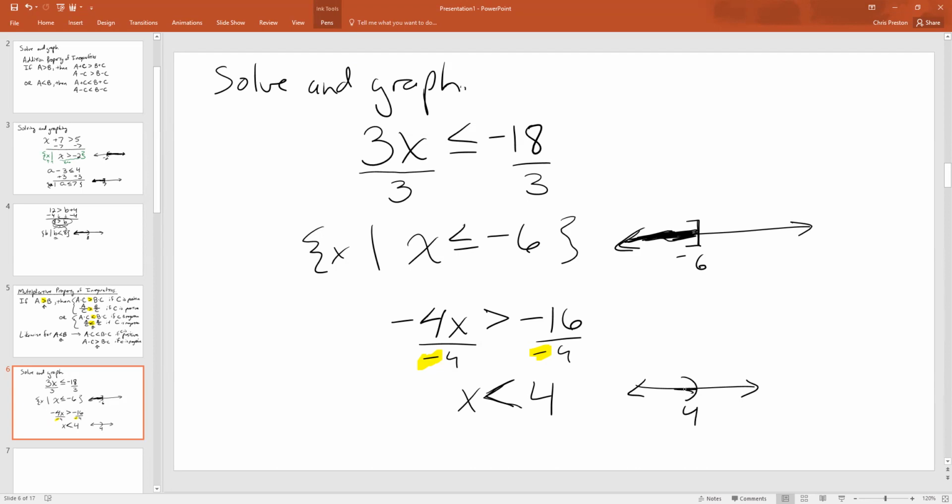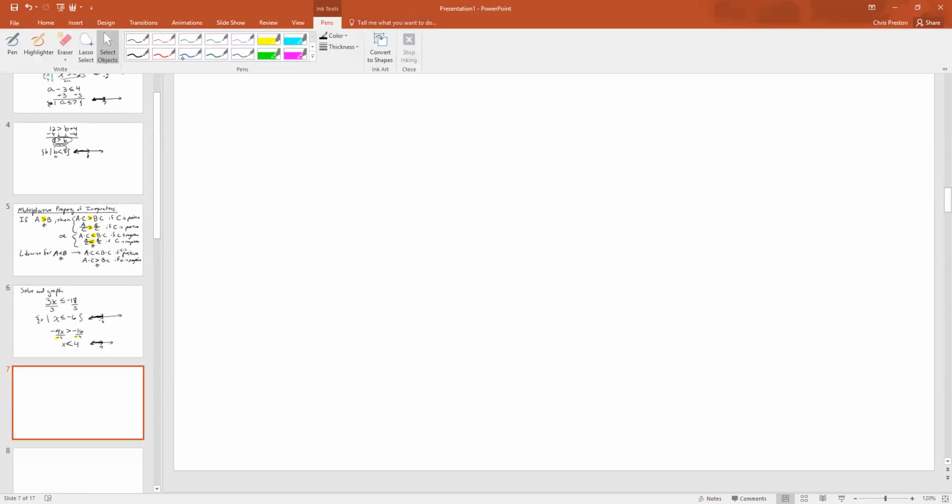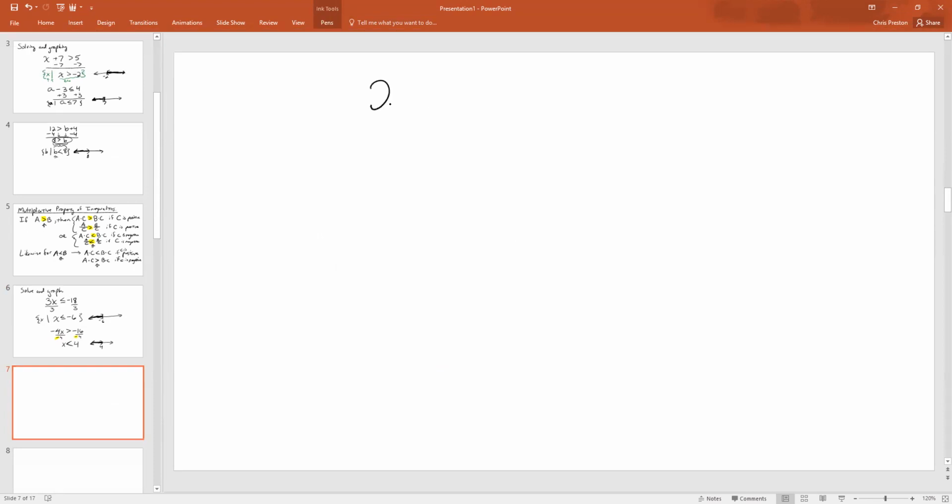4 is not included, so I'm going to put a parenthesis on that and go in that way. Okay. All right. Let's try another problem. Let's say we have 20 is less than negative 3x. Okay, so I want to solve that.